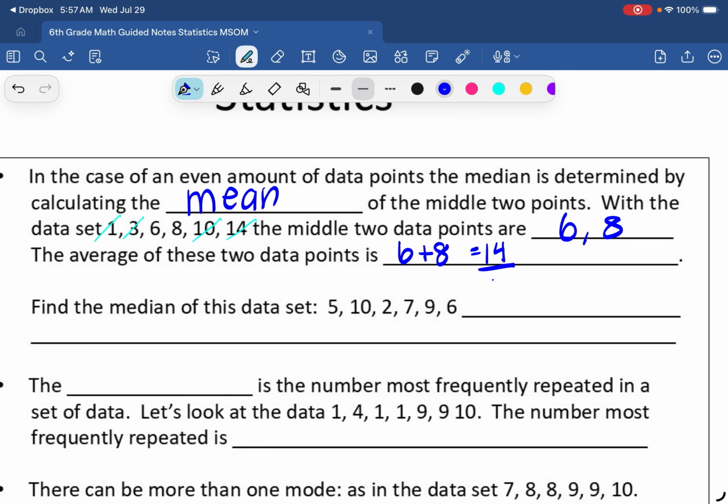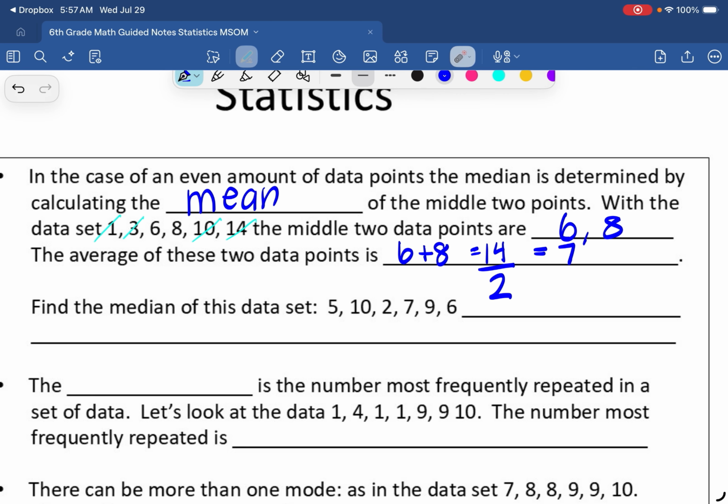So then I'm going to divide it by 2, and that gives me 7, which makes sense since that is the number right between 6 and 8. So the median of this data is 7.